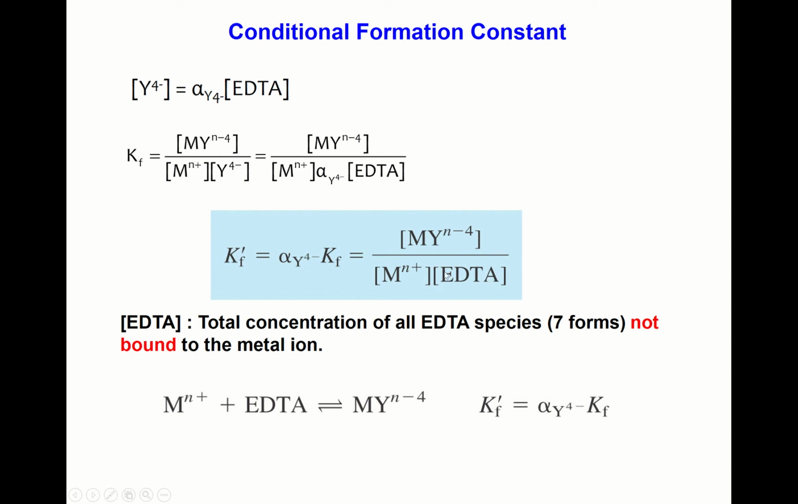But don't forget, this EDTA concentration is the total concentration of EDTA species, which exist in seven forms, not bound to the metal ion. Metal-bound EDTA concentration is given here in the numerator. So from now on, at a constant pH, we can write this reaction here, and the equilibrium constant for this equation is Kf prime, the conditional formation constant.